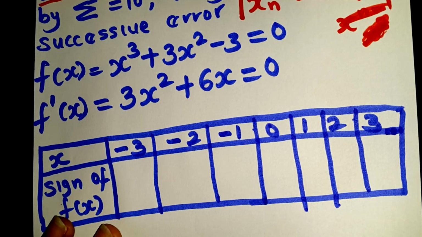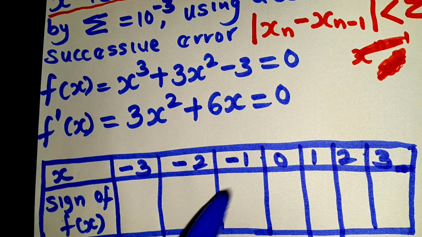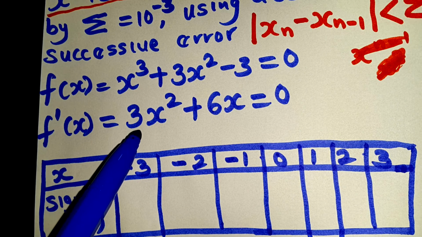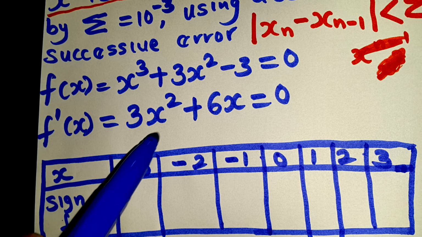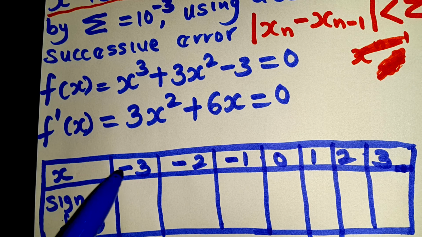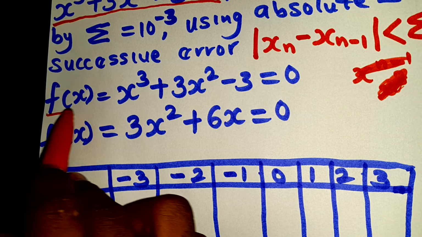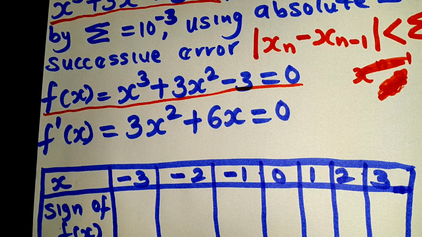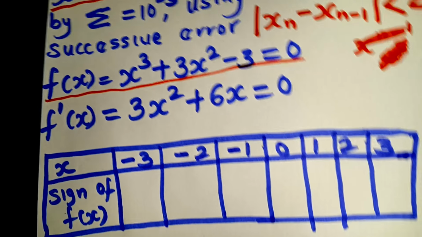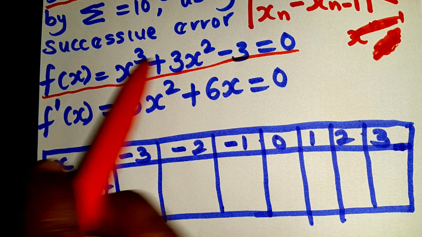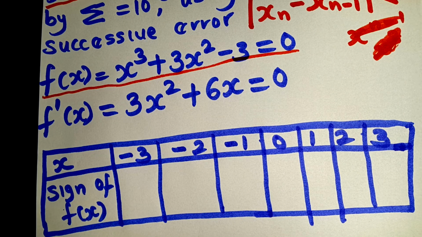So what are we doing with this? We will be plugging this into our function, not into our derivative. We'll be putting all these values into our function that is already given here. So we'll be checking if it is negative or positive. So here, if we put minus 3 into this function, let me bring out my calculator.